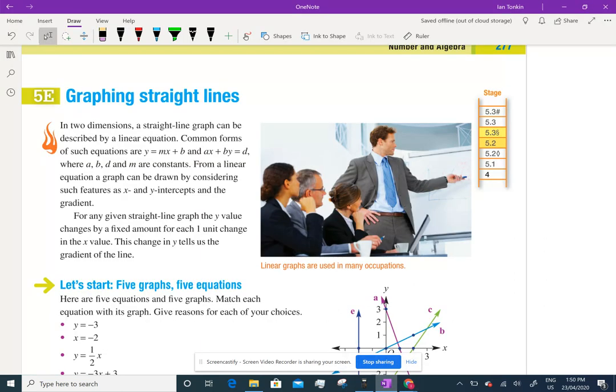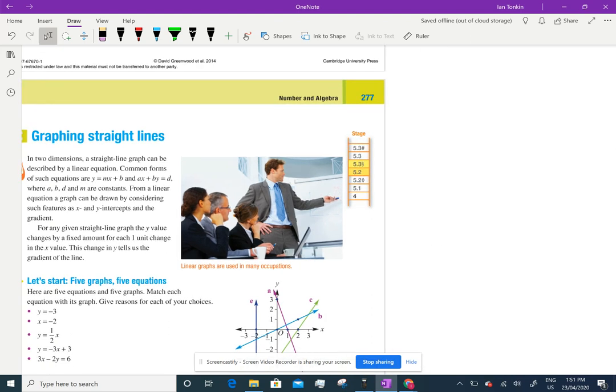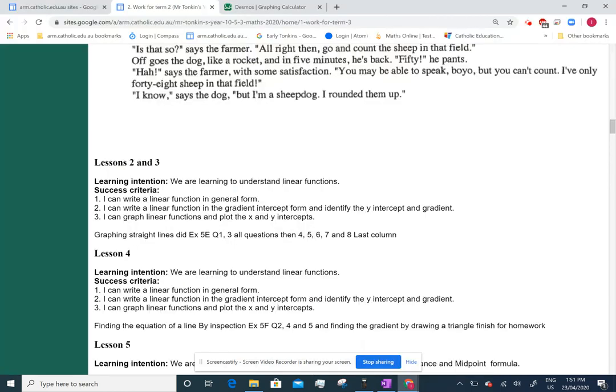Now remember, at this stage, we're all about graphing straight lines. You can have a look at the textbook, and there are some things you need to know. You need to be making your own notes as you go along. If you go back and have a look at the success criteria, the first two points are: I can write a linear function in general form, and I can write a linear function in gradient intercept form and identify the y-intercept and the gradient. That's what we're going to do today, and we're going to graph the linear function and plot the x and y-intercepts. If you can do this, you're away. I think most of you will be able to do it because we did it last year.